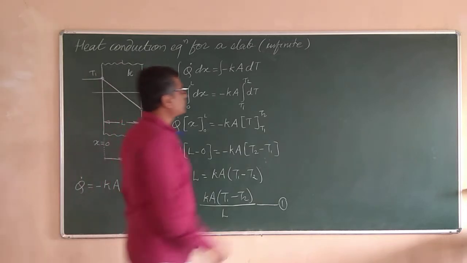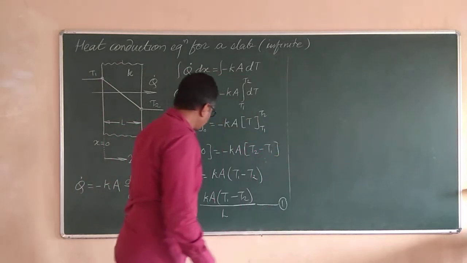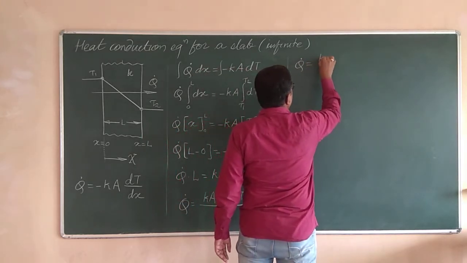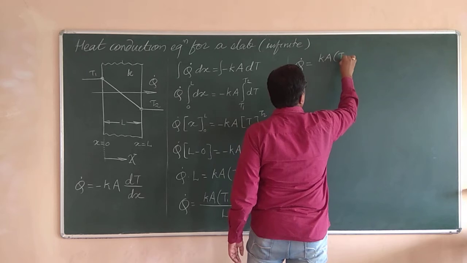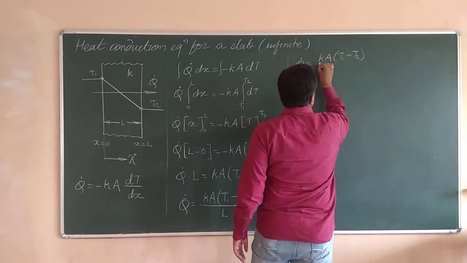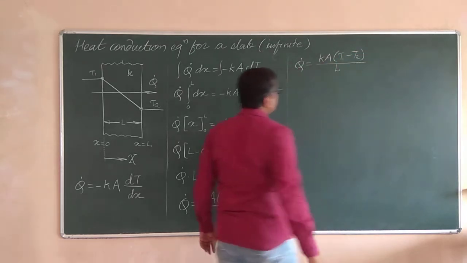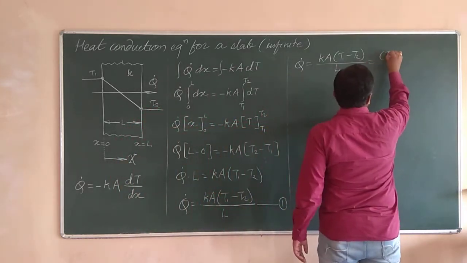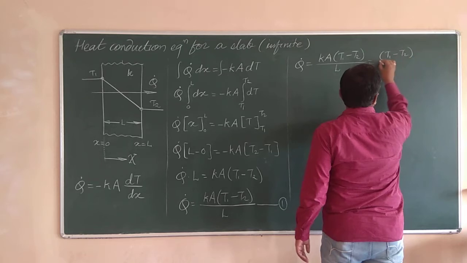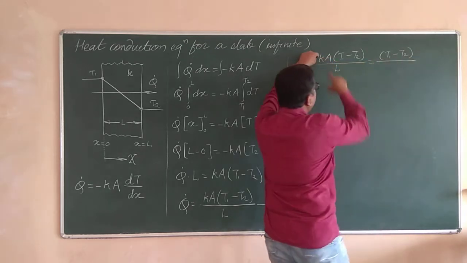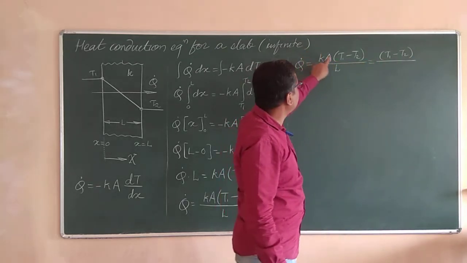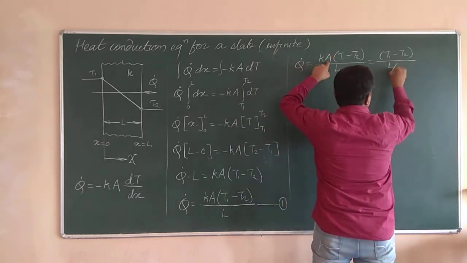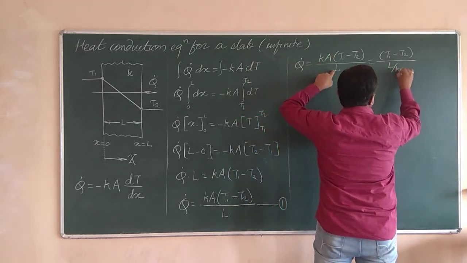The same equation I would like to rewrite in another way. First, let me rewrite it as it is: Q dot equals K A into T1 minus T2, whole divided by the length L. Now I would like to rewrite it this way: T1 minus T2, whole divided by, look at K and A, the thermal conductivity of the material and the area normal to the direction of heat flow. I am going to take them into the denominator, so it will be L by K A.